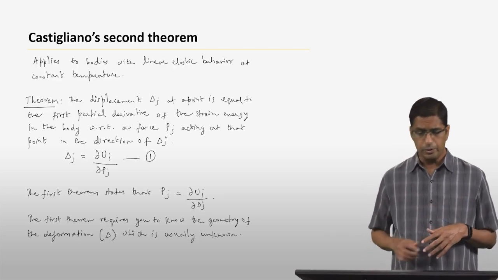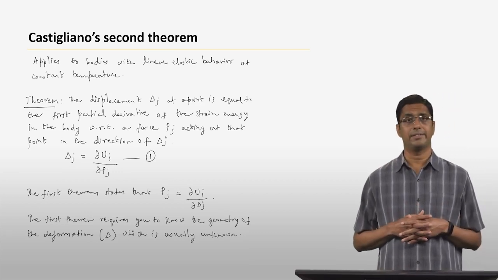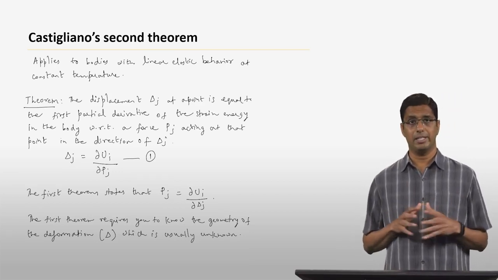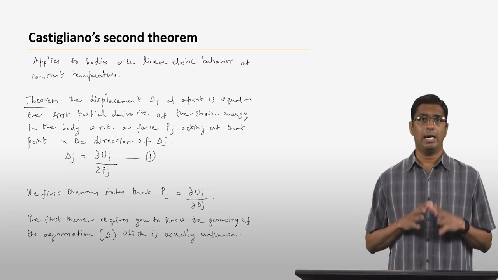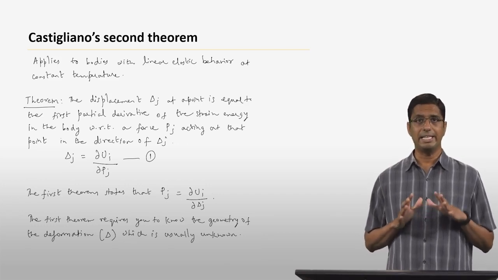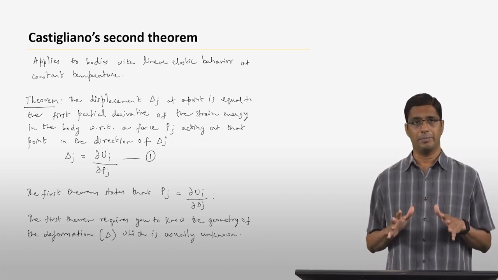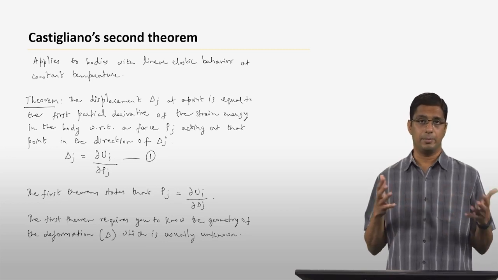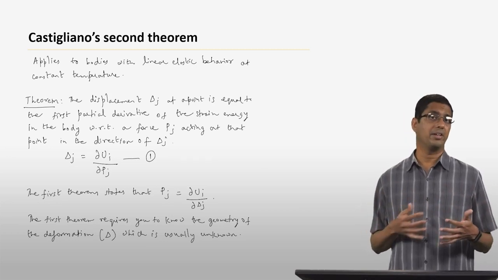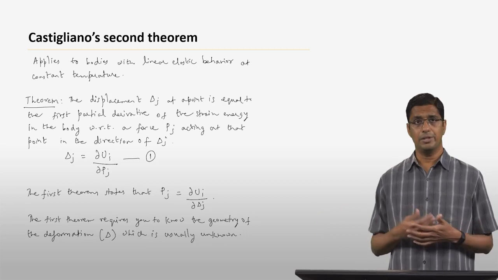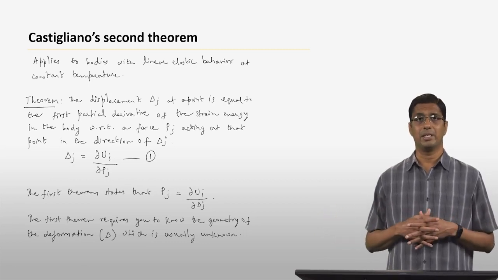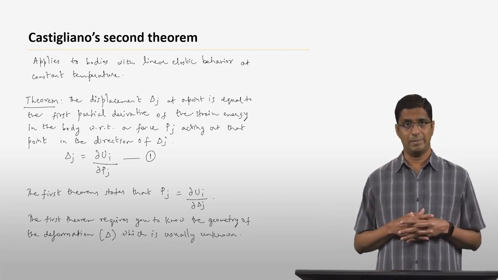Okay? So what is Castigliano's second theorem? The first thing that I want to tell you is that this particular method applies to bodies that are linear elastic and at constant temperature. So for example, if the body has a nonlinear behavior or if the temperature is changing during the deformation, then this method doesn't apply. So what does this theorem actually state?